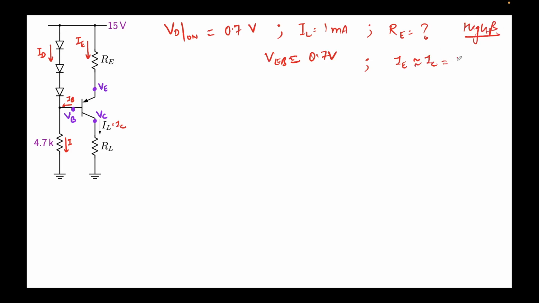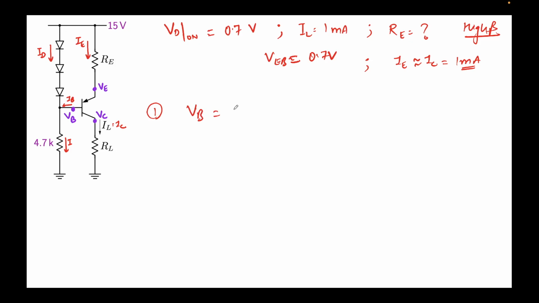So this will be equal to 1 milliamp. Okay, so I'm assuming this current to be 1 milliamp throughout. All right, so if this current is flowing like this, and it says that VD on equals 0.7 volts, let's try to find the value of VB.